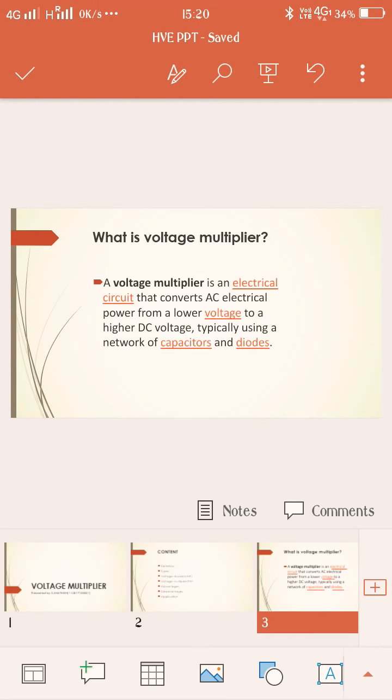What is voltage multiplier? A voltage multiplier is an electrical circuit that converts AC electrical power from a lower voltage to a higher DC voltage, typically using a network of capacitors and diodes. Voltage multipliers can be used to generate a few volts for electronic appliances to millions of volts for purposes such as high energy physics experiment and lightning safety testing. The most common type of voltage multiplier is the half-wave series multiplier, also called the Villard cascade.